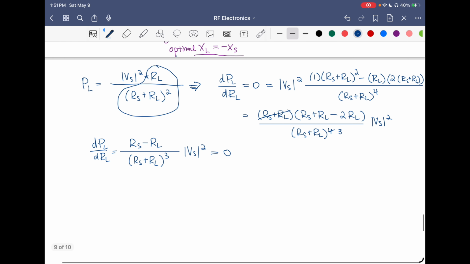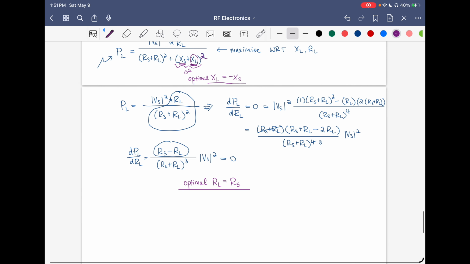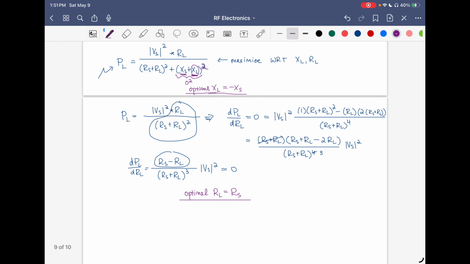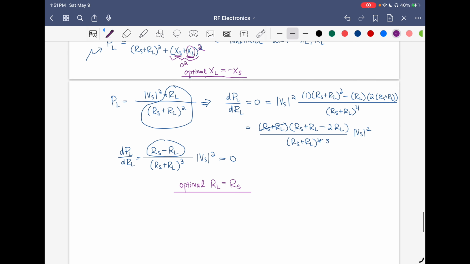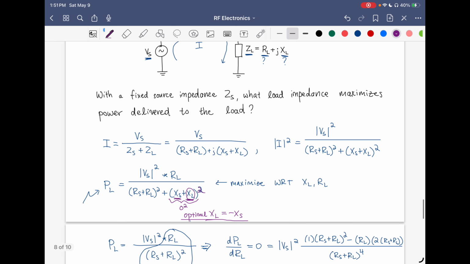So thus, this expression equals 0, so we set the numerator equal to 0. So the optimal load resistance is equal to the source resistance in order to maximize the power PL delivered to the load. So we found here the values we should choose for the reactance of the load and the resistance of the load to deliver maximum power to the load.